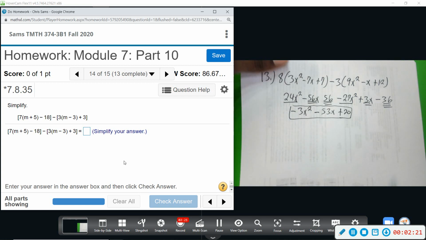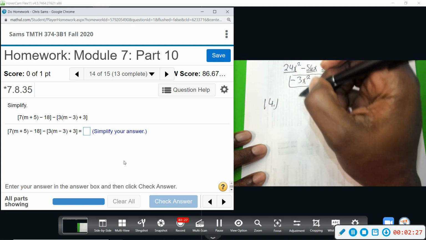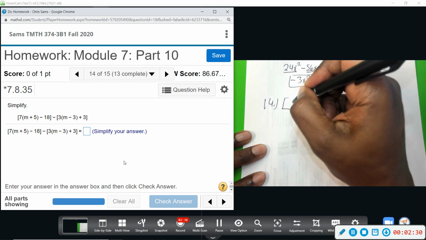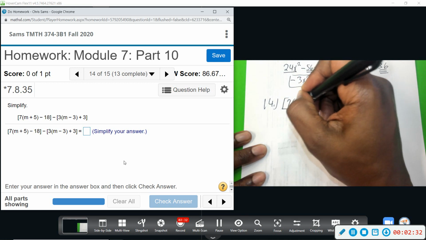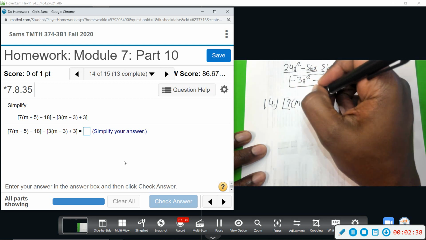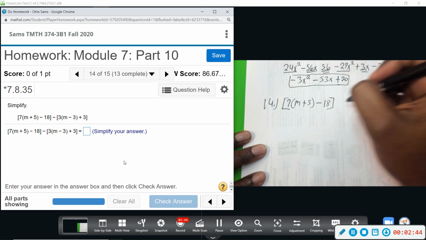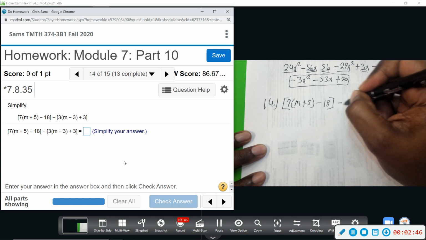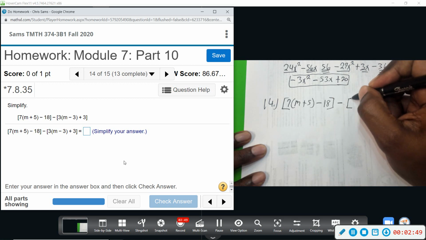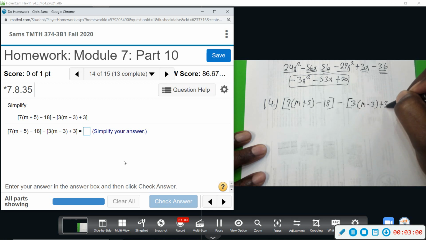So this one looks a little bit different with the setup because they have brackets, but it's the same process. So we have bracket, 7, and then parentheses we have m plus 5. So we're going to be distributing the 7 to the m plus 5, and we have to subtract 18 before we move to the other one. And then here we have a minus outside, so once we finish, whatever's inside is going to change signs because of the minus. Then we have 3m minus 3, and then we have this plus 3.